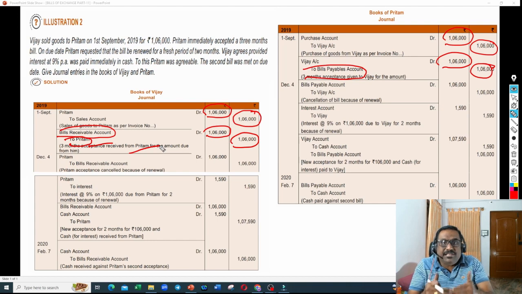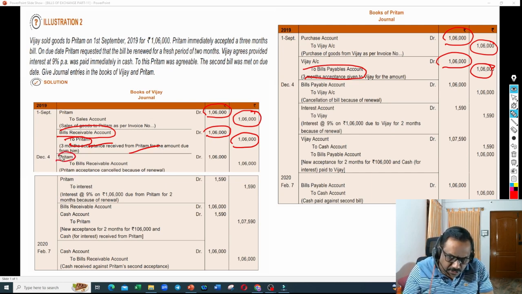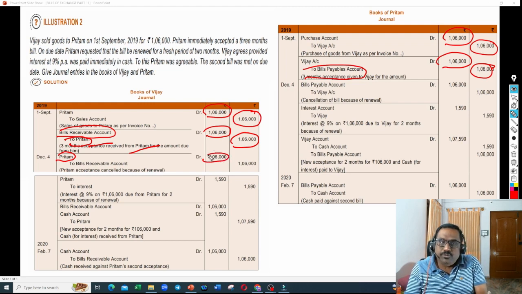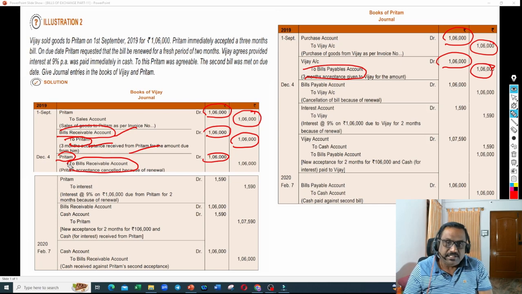The minute you say I'm extending another 2 months, that means the original bill for 3 months has to be dishonored. That means we need to cancel that bill. For cancellation, we have to write an entry. What entry do we write for cancellation? As usual, Pritham account has to be debited because he has not paid this amount on the due date. So Pritham will become a debtor in his books. So Pritham account debit. And the bill that Vijay has, he will give it to Pritham. So bills receivable is going out. So Pritham account debit, to bills receivable account.